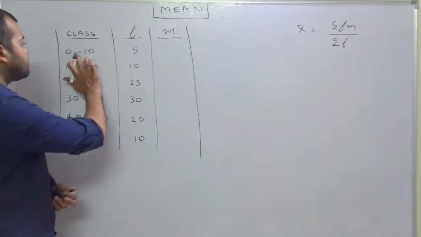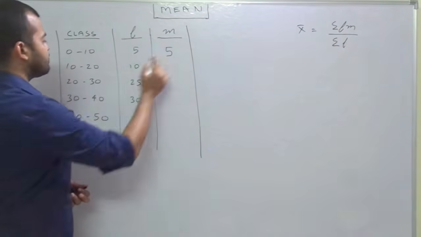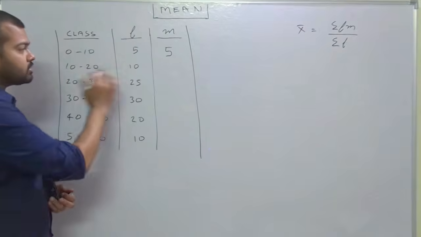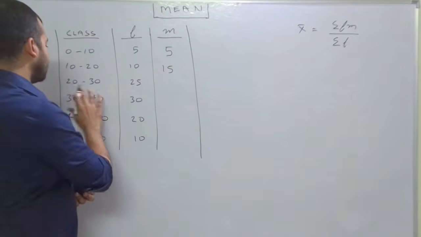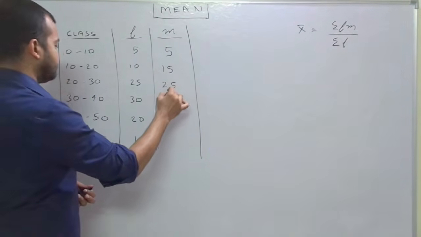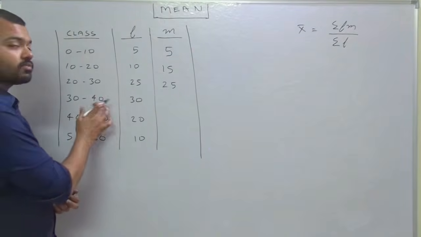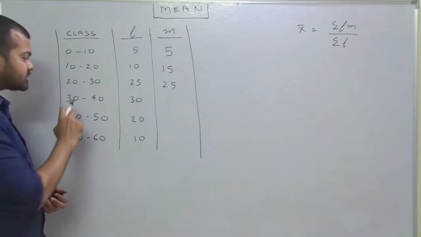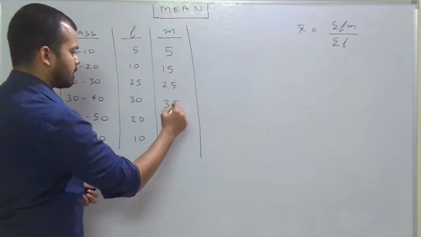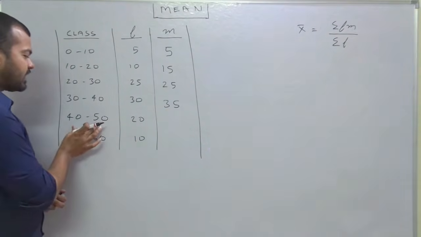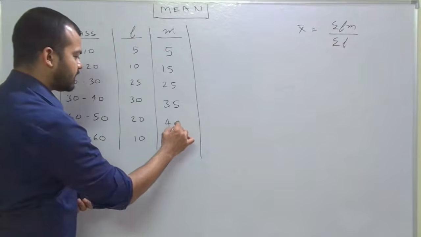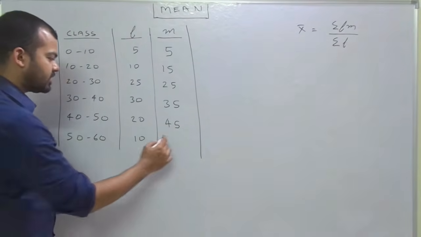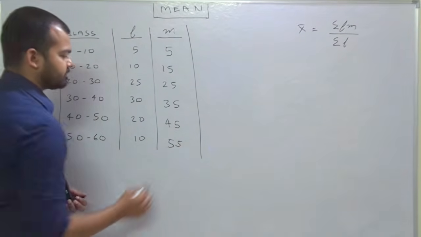For example, in between these two, the figure is 5. In between these two, that is 15 midpoints. That is 25. That is 30 plus 40 divided by 2, that is 70 divided by 2, which means 35. That is 40, and between 50, the midpoint is 45. In this figure, the midpoint is 55.